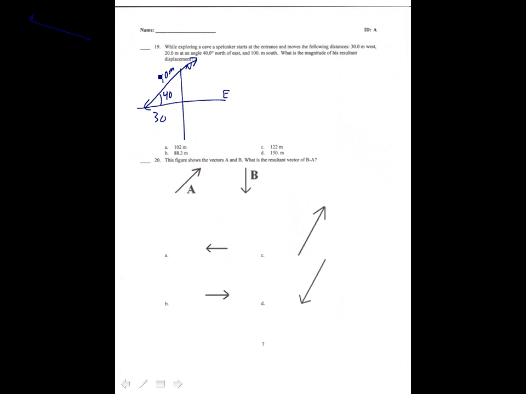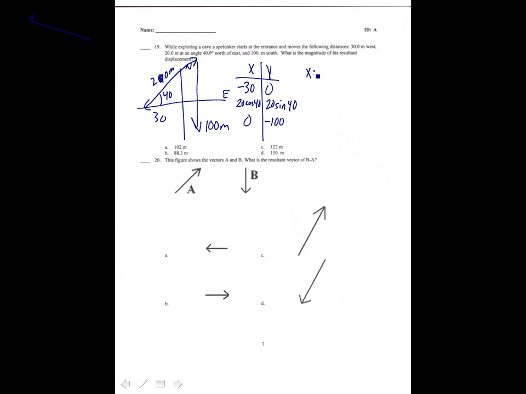Actually, this is 30 meters, then 20 meters at an angle 40 degrees north of west, and then 100 meters south. So I want to add up my x and y components of these three vectors. The first one has a negative x component, negative 30, and 0 y component. The next one has an x component of 20 cosine of 40 and a y component of 20 sine of 40. And then the next one has 0 x component and minus 100 as the y component.